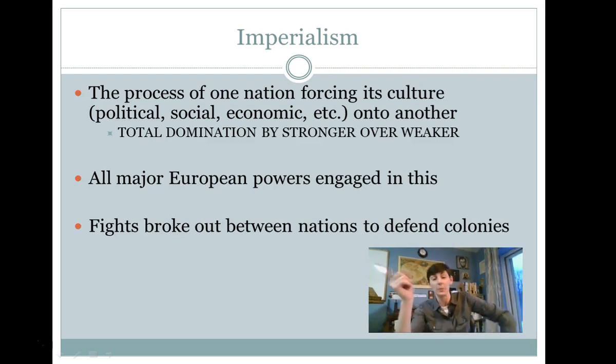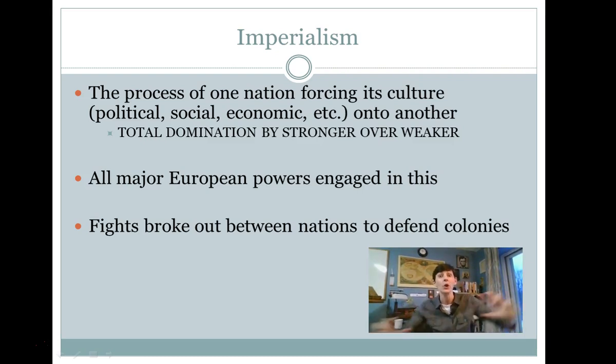So all major European powers were engaged in this to different degrees. We could probably say that Great Britain was pretty top up there in terms of how many countries it controlled. We talked about this, you know, the sun never sets on the British Empire, right? Because they had colonies on every continent. And because of this, when fights broke out, they broke out to defend their colonies. And once the World War started, it spread to the colonies.